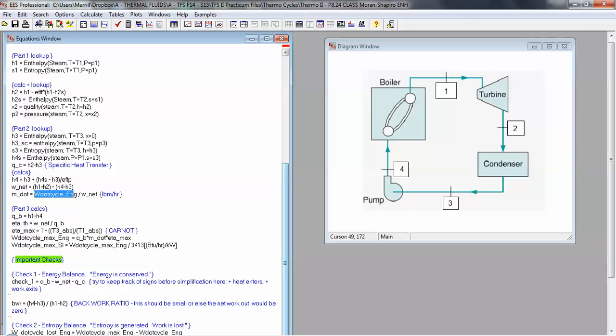Okay, the final setup is QB for the boiler, the eta thermal efficiency, the eta max. I added this just to see how we compare to Carnot. And then this was just going to be a look at the maximum work in the cycle in English units and SI units. There are some additional smart checks, but they're more advanced and certainly not asked for in this particular problem. They involve basically checks for entropy and overall energy balance.